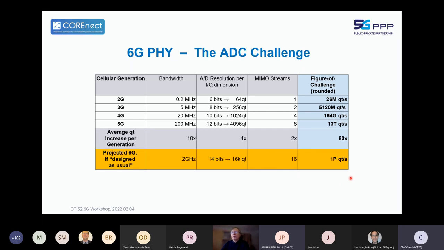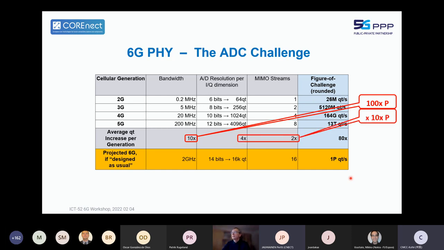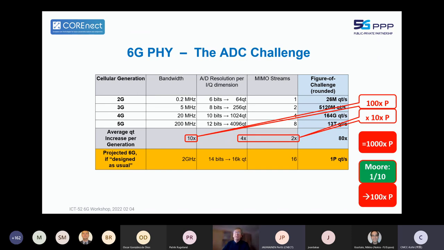But if we then say we want to increase the data rate by 100x and just go along this typical line, that means we have a problem: this 10x, going from 200 megs to 2 gigs, we're in the knee, gives us 100 times power consumption increase. We have another 10x, which gives us another 10x power consumption increase. So in total, 1,000 times, but Moore's law gives us 1/10. So we still end up with 100 times the power consumption. And this is not so nice.